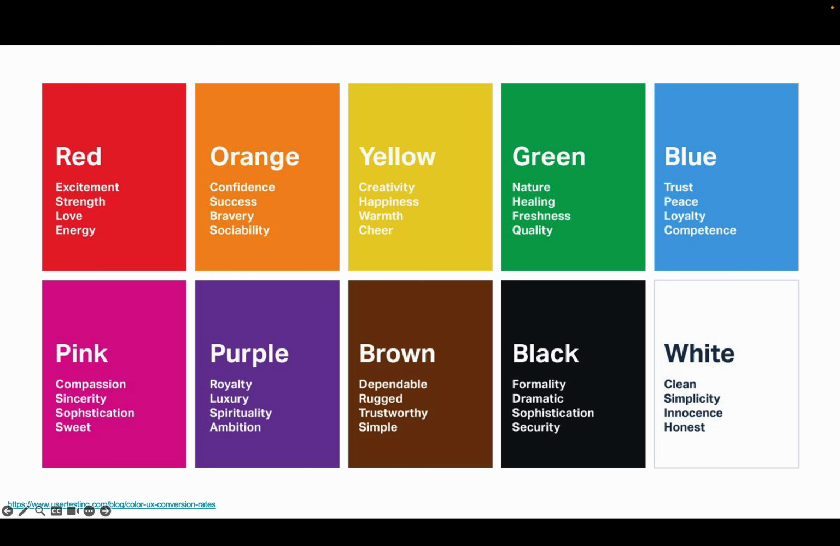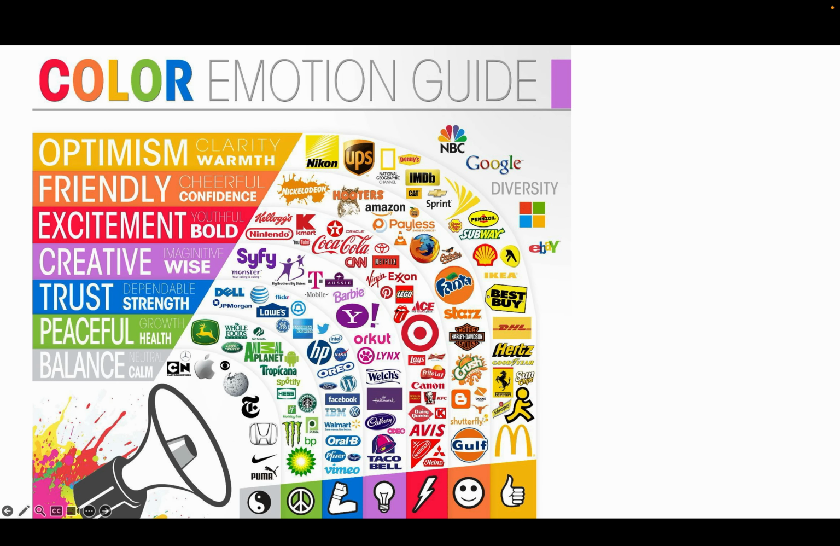Royalty, luxury, spirituality, ambition feels a bit more special, maybe imaginative, luxurious. It's fascinating how ingrained these associations seem to be. And the color emotion guide in the sources takes this further, grouping colors and showing real brands using them. Yeah, that's where it gets practical.